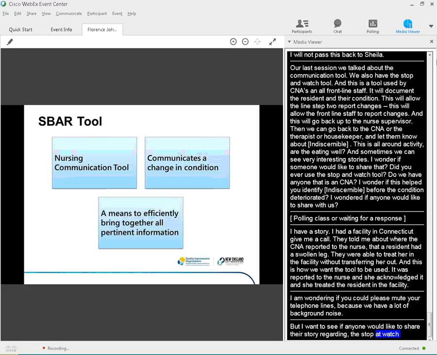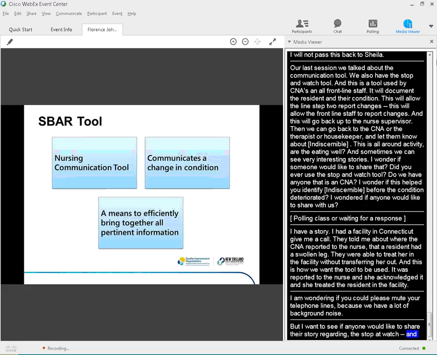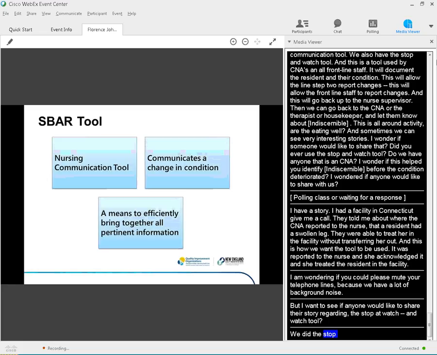We did use the Stop and Watch with our staff. Right now we're in a circling back round. It's only been used a few times.